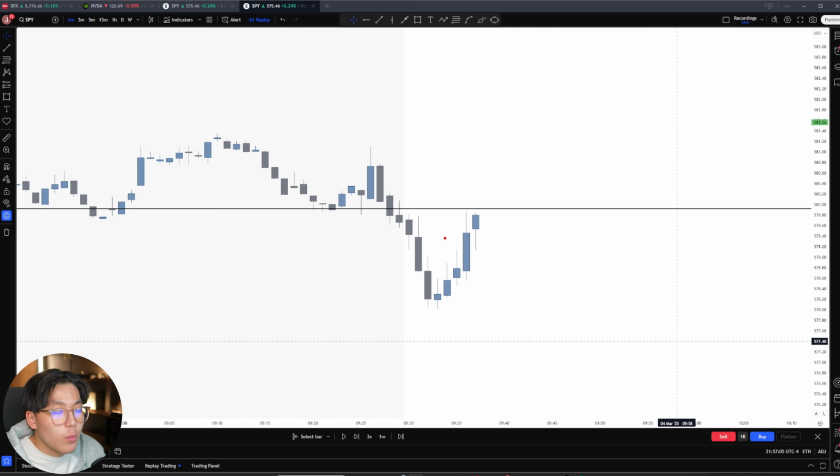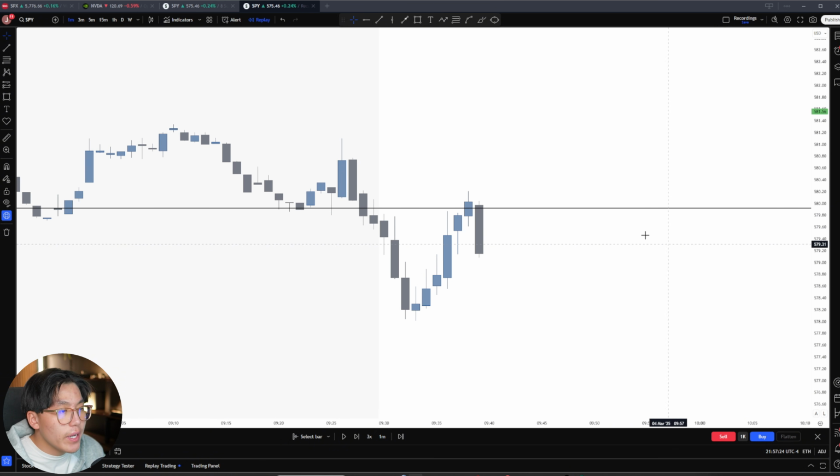So as you can see right here, we're pushing back up towards your opening candle high, your previous day lows as well. So let's really see the reaction that we have off of this level. As you can see right here on SPY, we have this nice reaction right off of your previous day low. You can see we have our first candle that pushes price towards the upside.